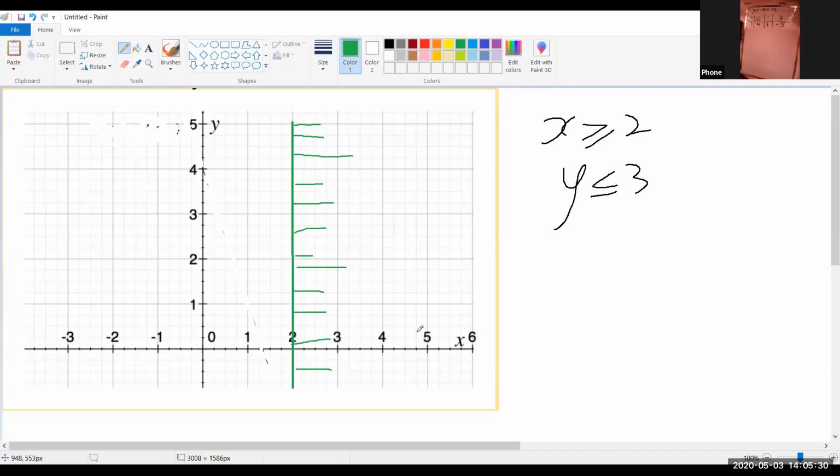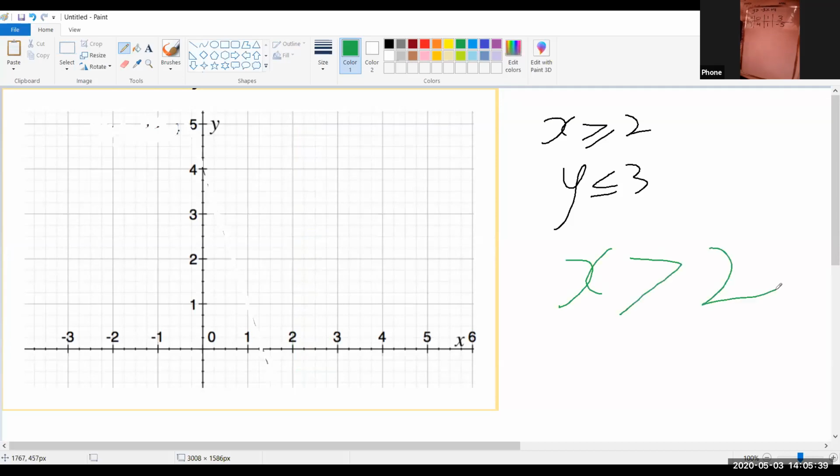No, sorry. If it wasn't saying that it's equal to, how would you have drawn the line? Drawn the line? Yeah. No problem. That's a very good question. So you are saying if x was just greater than 2? Yeah, if it was just greater than 2.